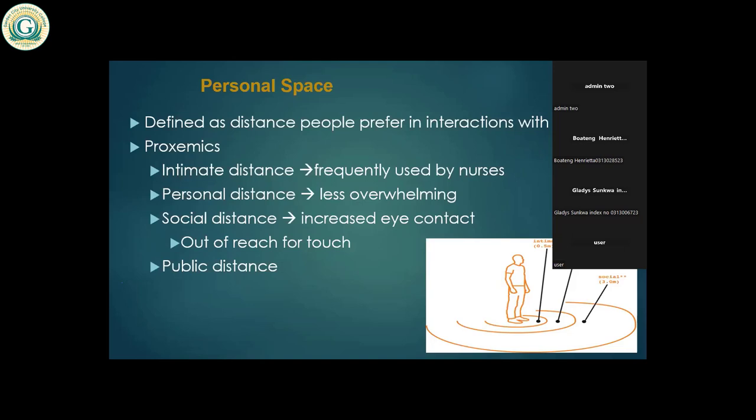Intimate distance is frequently what's used by nurses. So we want to establish that kind of intimacy with our patients. These are the types of space that we can have. The intimate distance is about 1 foot. Then personal distance is at 1 to 4 feet. When you want to measure them, intimate is 0.5, personal distance 1.2, social distance 3. And when COVID came, we were advised to keep this social distance.